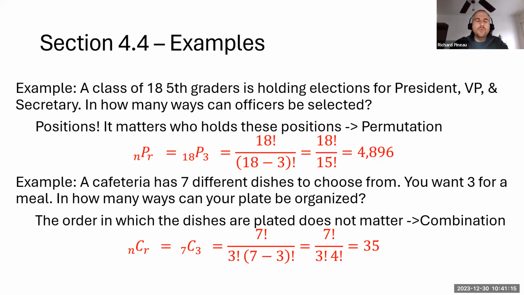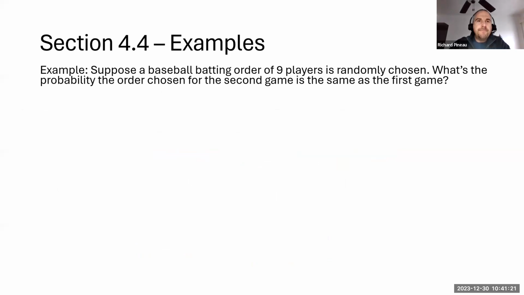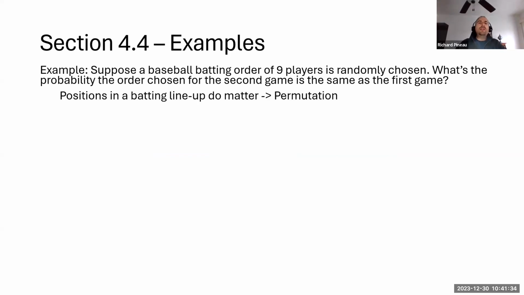What you see in red is what I would be expecting for homework, exam, or the final exam. All right, we have a baseball batting order of 9 players that's randomly chosen. We want to know the probability that the order chosen for the second game is the same as the first game. So positions in a batting lineup, those matter.